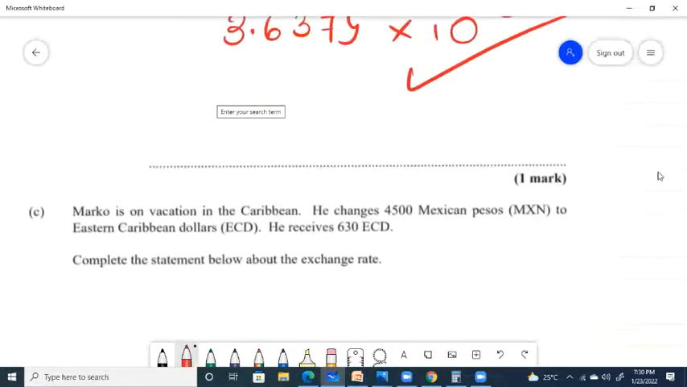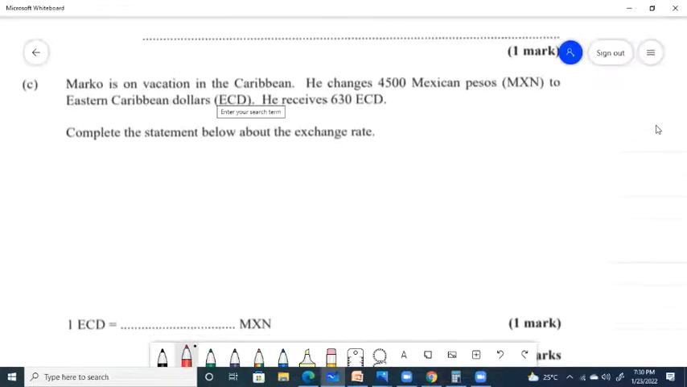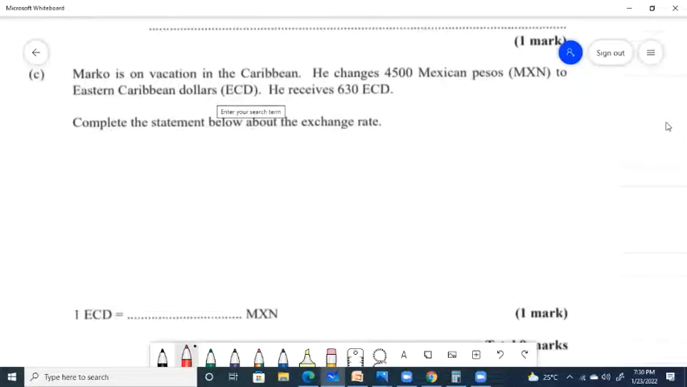All right, let's jump on to another question now. Here it is. It says Marco is on vacation in the Caribbean. He changes 4,500 Mexican pesos to Eastern Caribbean dollars. He received $630. So listen here. He brought 4,500 pesos, and when he changed it to Eastern Caribbean, he only gets $630.